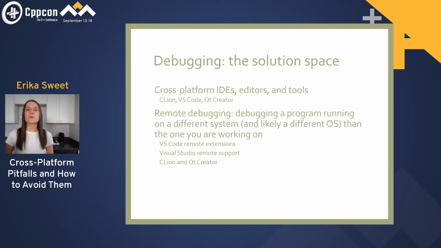Another class of solutions is remote debugging, which we can define as debugging a program running on a different system, and likely a different operating system than the one you are working on. One example of this kind of solution are the VS Code remote extensions. And there's actually 3 extensions here. There's the SSH extension for debugging on SSH connections, the WSL extension for debugging on the Windows Subsystem for Linux from Windows, and there's the Docker extension. And for more information on these extensions and a demo, I would recommend checking out Julia's talk, which was on Monday. So if you missed that, then you can check the recording.